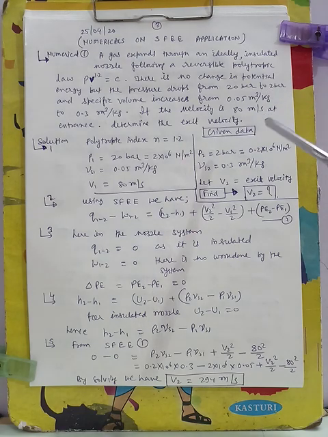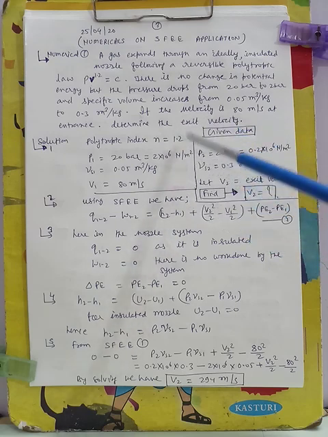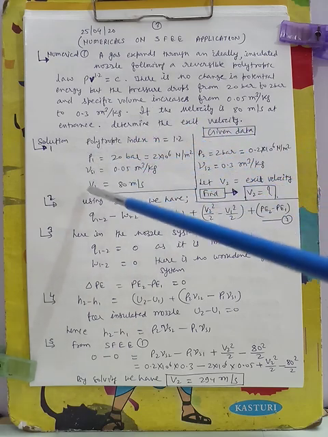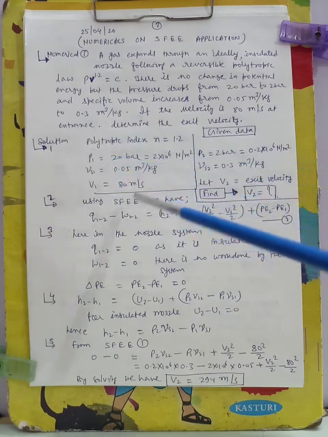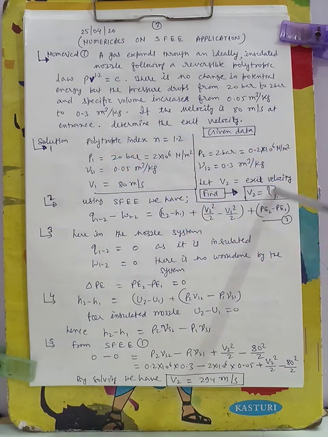So here I have made a partition, and on one side I have written the data at the inlet of the system, and on the other side the parameters at the outlet of the system. And finally I have shown in brackets what we have to find. We have to find V2. What is V2? Exit velocity.